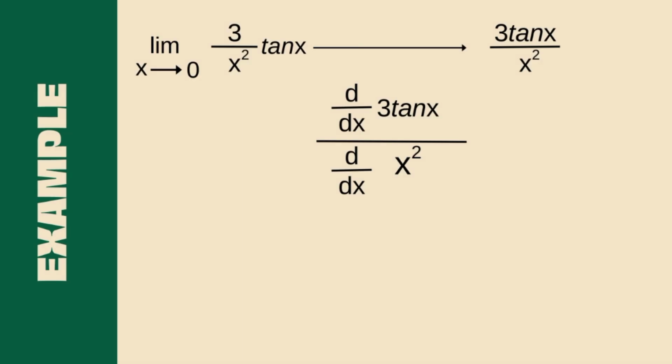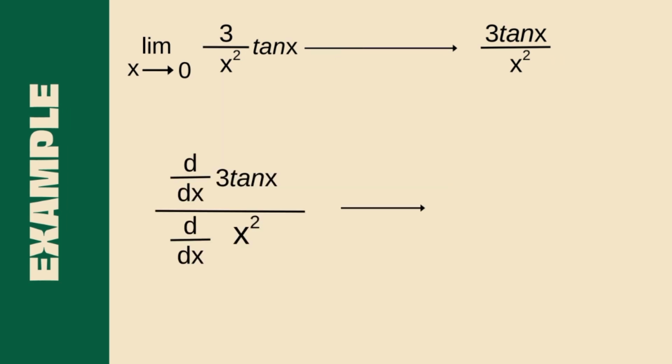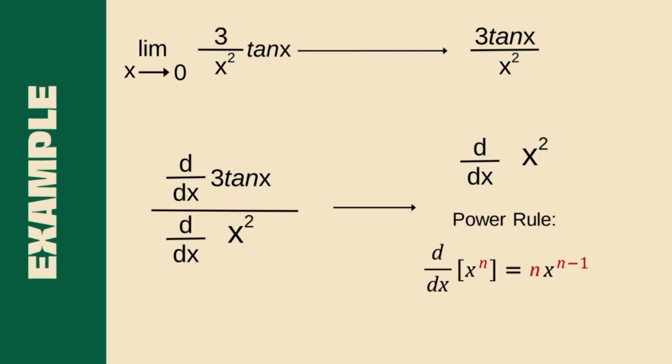After we convert the original function 3 over x squared tangent x into a simple fraction 3 tangent x over x squared, we are now going to get the derivative of both the numerator and the denominator. As shown, the derivative of 3 tangent x over the derivative of x squared. Let's first start with the denominator. Simply apply the power rule wherein if a variable, let's say x, is raised to a non-zero constant, we bring down the exponent, writing it before the variable, and then subtract 1 from the exponent.